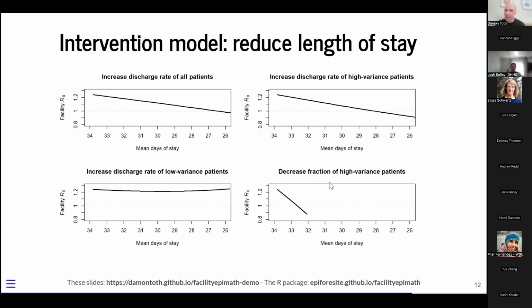And finally, if you decrease the fraction of high variance patients, and this gives a clue about why this happened, you can reduce R naught very quickly. If you don't have those high variance patients and you only have the low variance patients following a pretty predictable mean length of stay, then R naught decreases quite quickly. You can actually get R naught below 1 with a mean length of stay of still pretty high, of over 32 days.